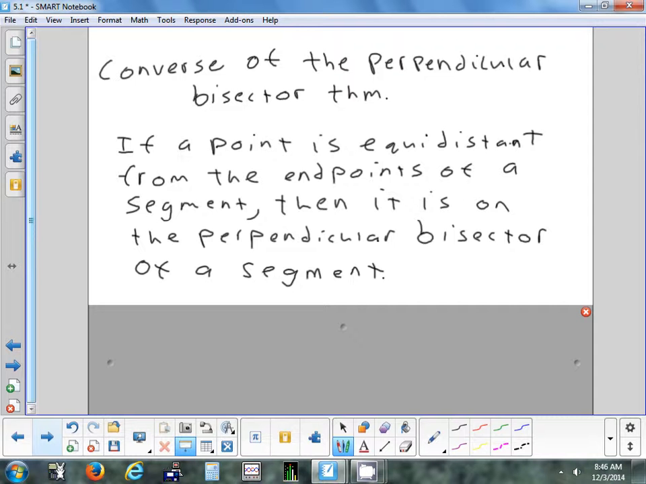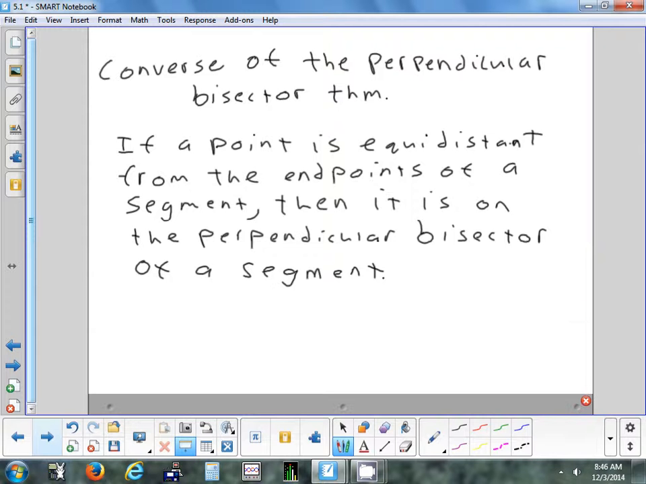So the theorem basically says if you've got a point on the perpendicular bisector, then it's equidistant from the endpoints. This starts out with the endpoints. It says if you have a point equidistant from the endpoints, then that proves the point is on the perpendicular bisector. Okay, so this is the converse of the original theorem. And then it says technically if it's equidistant from the 2 endpoints, then it's a midpoint. Well, not necessarily.